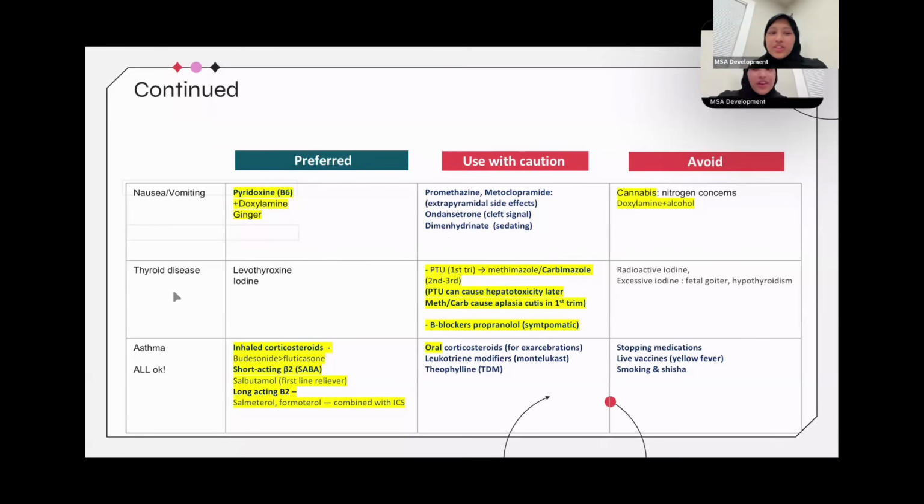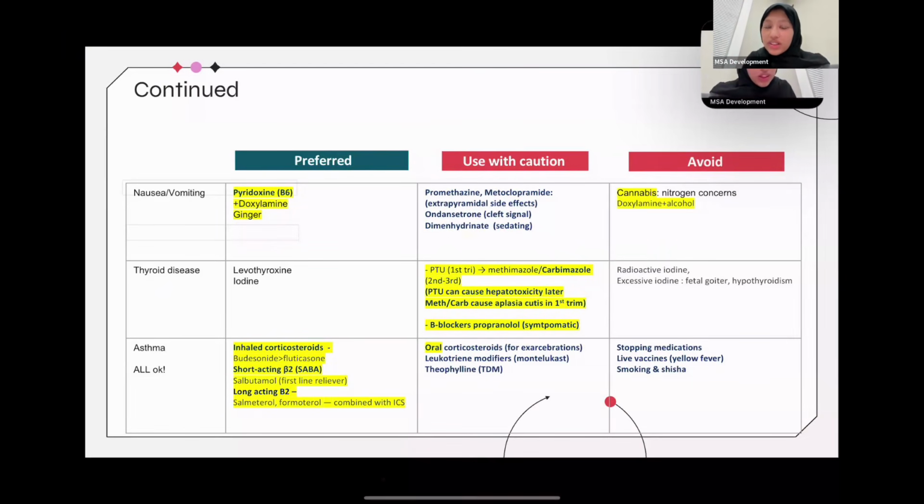Okay? Thyroid, you can give levothyroxine, which is the normal treatment. But in general, avoid iodine in pregnancy. You do not want iodine exposure, like radioactive exposure. So don't give iodine, and don't give excessive iodine. Obviously, you can give some, of course.